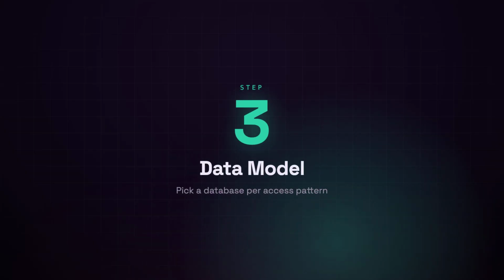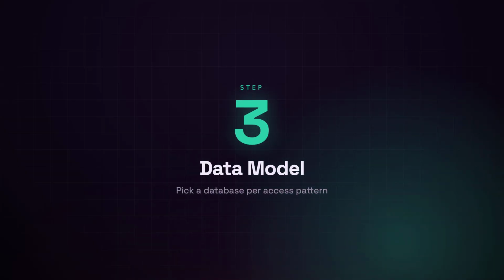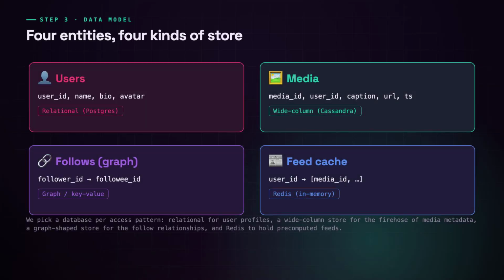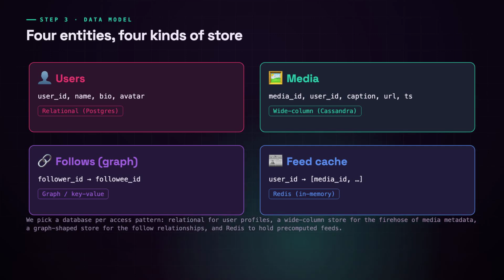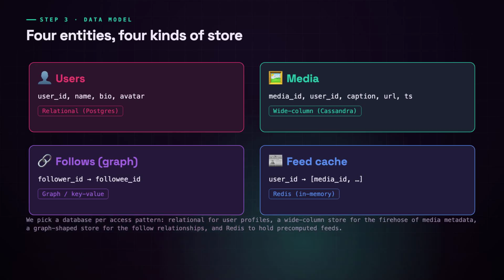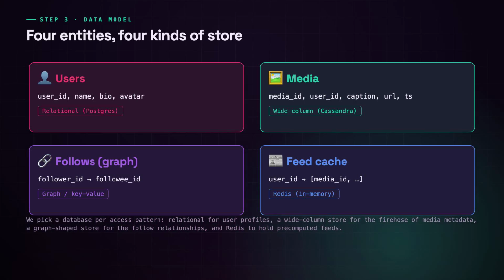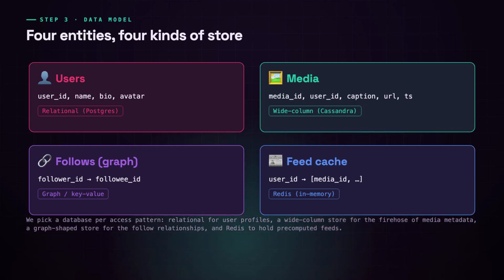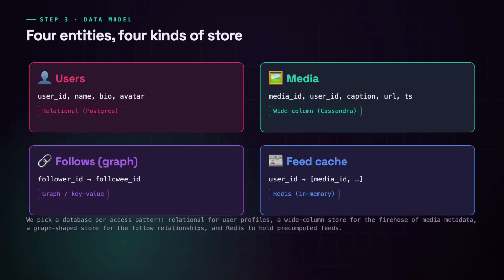Step 3, the data model. Let's figure out what we store and, crucially, which type of database fits each piece. There are 4 core entities, and the trick is to pick the right store for each. Users, the profile data fits a classic relational database. Media, the metadata for every post, the caption, author, timestamp, and the photo's URL, is a relentless firehose of writes, so it goes in a wide column store like Cassandra. The follow graph, who follows whom, is best served by a graph style or key value store optimized for fast lookups. And the feeds themselves live in Redis, an in-memory cache, so reads are instant. One golden rule: choose your database to match the access pattern, not the other way around.